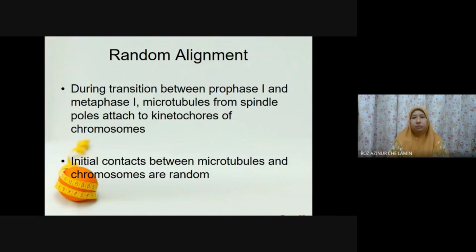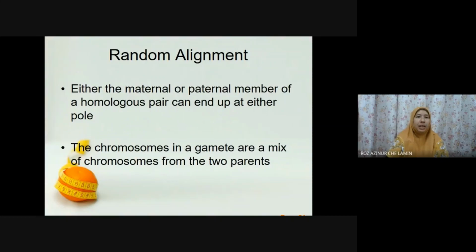During the transition between prophase 1 and metaphase 1, microtubules from the spindle poles attach to kinetochores of the chromosomes. Initial contact between the microtubules and the chromosomes is random. Either the maternal or paternal member of the homologous pair can end up at either pole. The chromosomes in a gamete are a mix of chromosomes from the two parents.